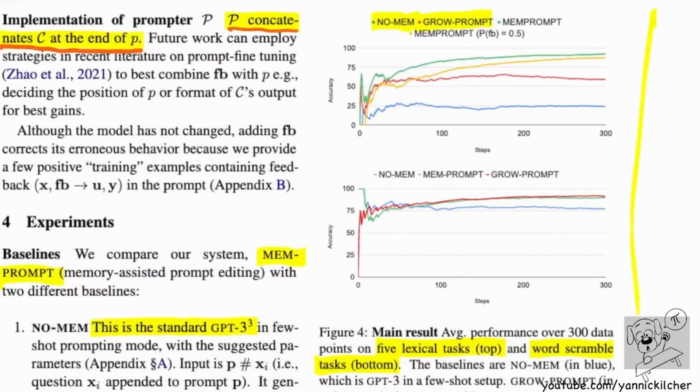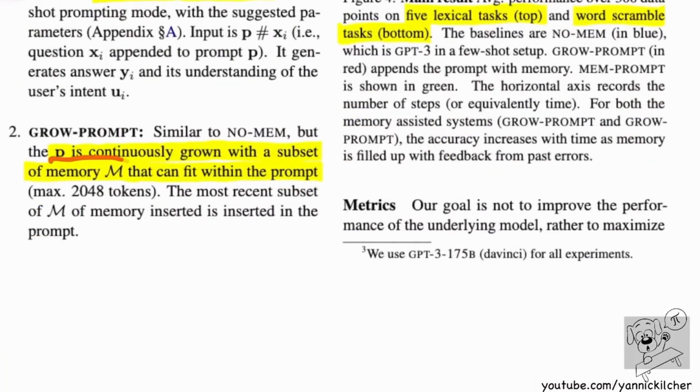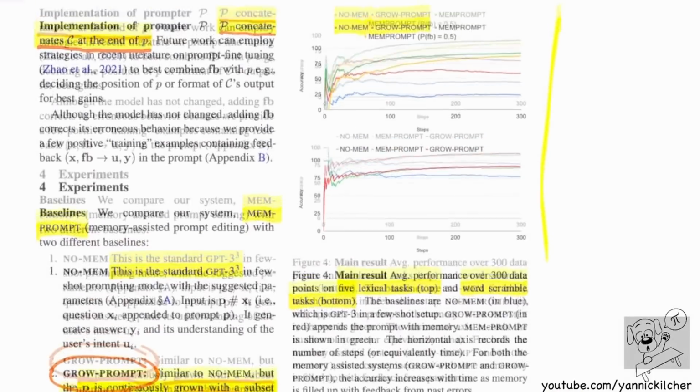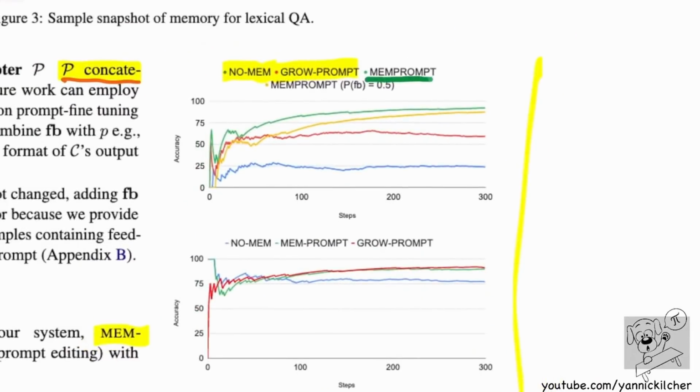Then there's the grow prompt, and grow prompt says the prompt is continuously grown with a subset of memory M that can fit within the prompt. So I think this grow prompt thing right here, that's where I have my prompt that we've just seen. And then I would just add all the entries of M, or as many as I could, and then I would add X. So there would be no clarification over here for X, never in this grow prompt. It would just be that this portion of memory here grows, and there would always be an X and a clarification or a feedback FB, and then X and an FB. So all the things that I've gotten wrong in the past would be appended here as pairs of sample and feedback. And then this is compared to this memprompt system. That's the system that they have.